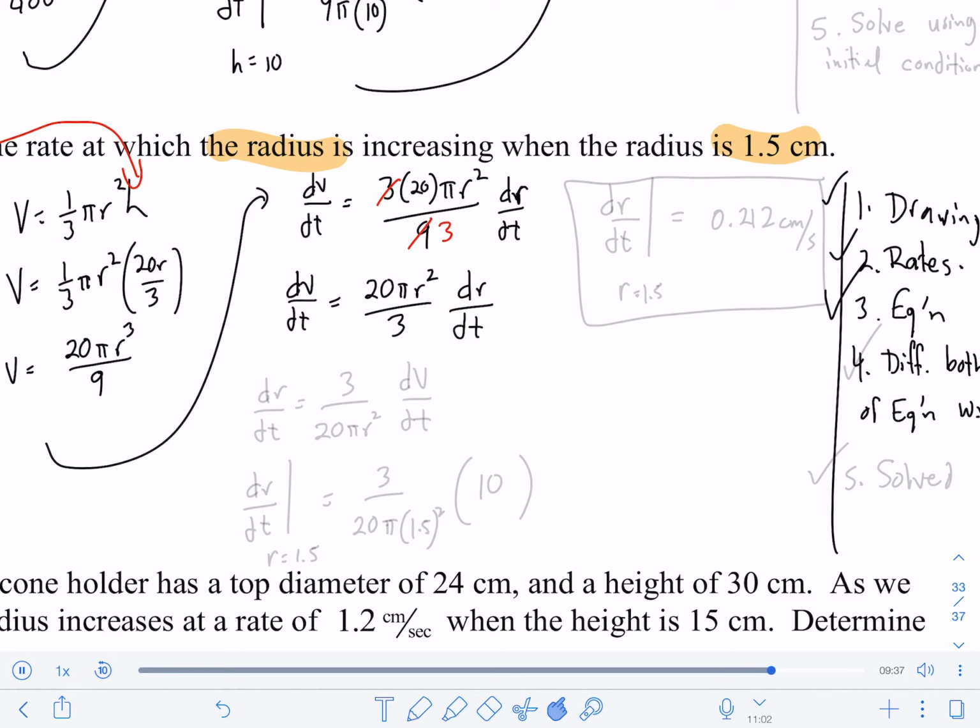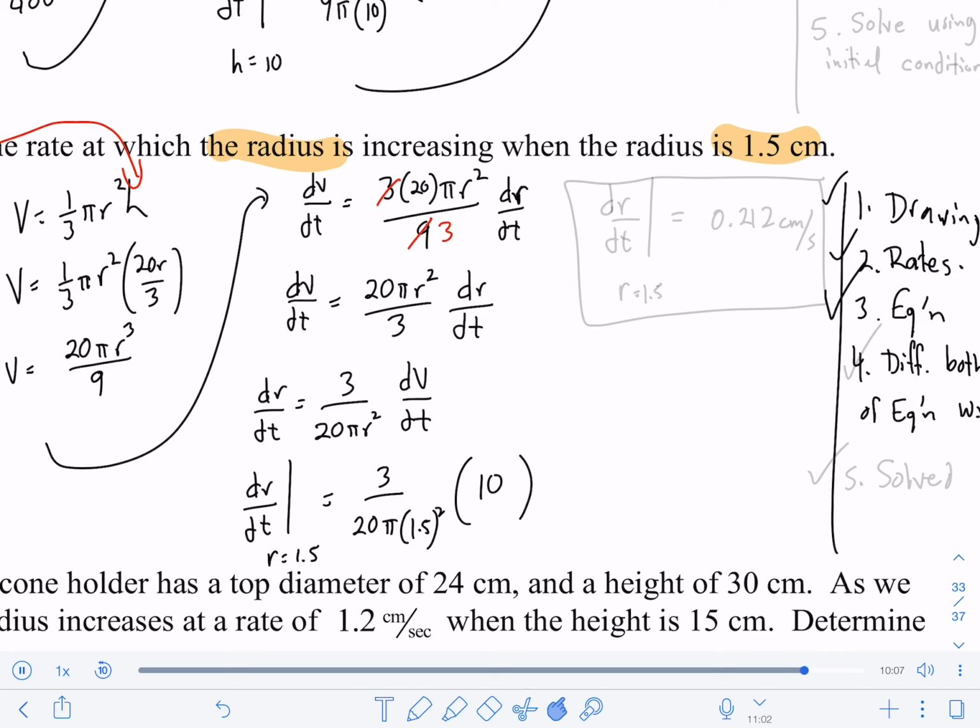And like before, we're going to isolate dr/dt so that it's 3 over 20 pi r squared times dV/dt. And now finally, let's evaluate this when r is 1.5. So 3 over 20 pi times 1.5 squared, and dV/dt is still 10.